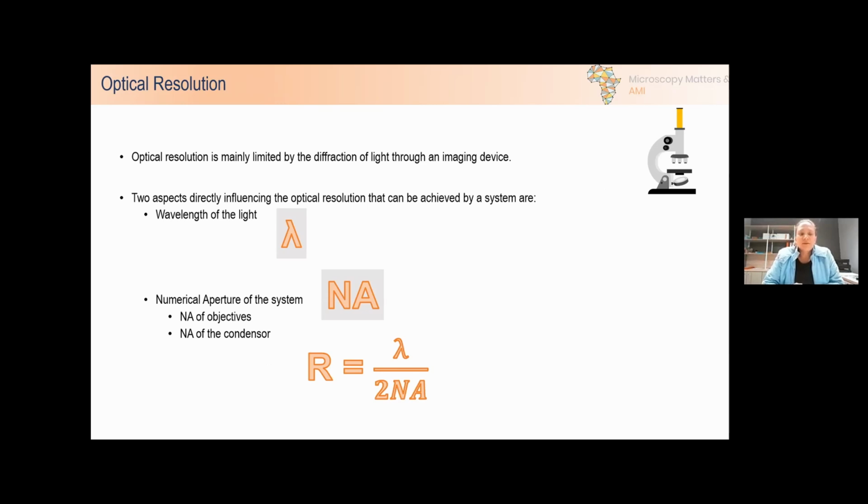Let's talk about optical resolution first. So optical resolution is mainly limited by the diffraction of light through your imaging device or your microscope. There are two aspects directly influencing the optical resolution, and that would be the wavelength of light traveling through the system, as well as the numerical aperture of the system. The numerical aperture of the objectives and the condenser is important here. You will see here in the equation of resolution that wavelength and numerical aperture are the two things that play a major role in the resolution that can be achieved.